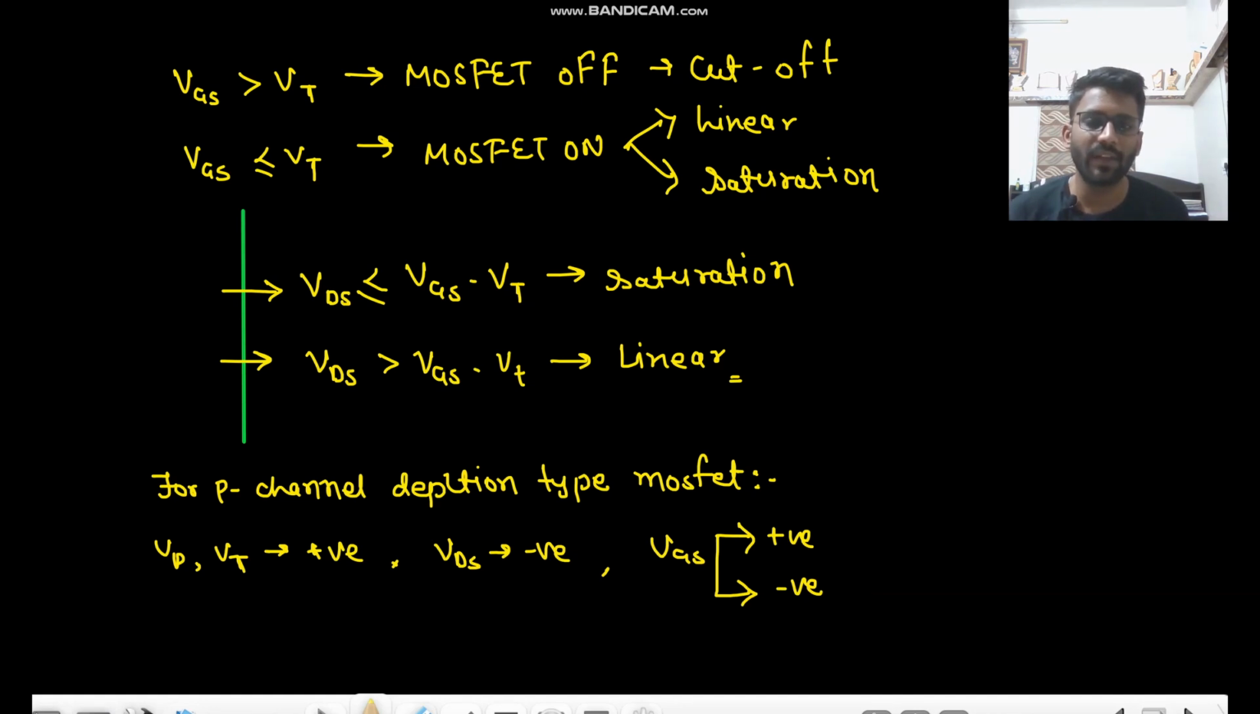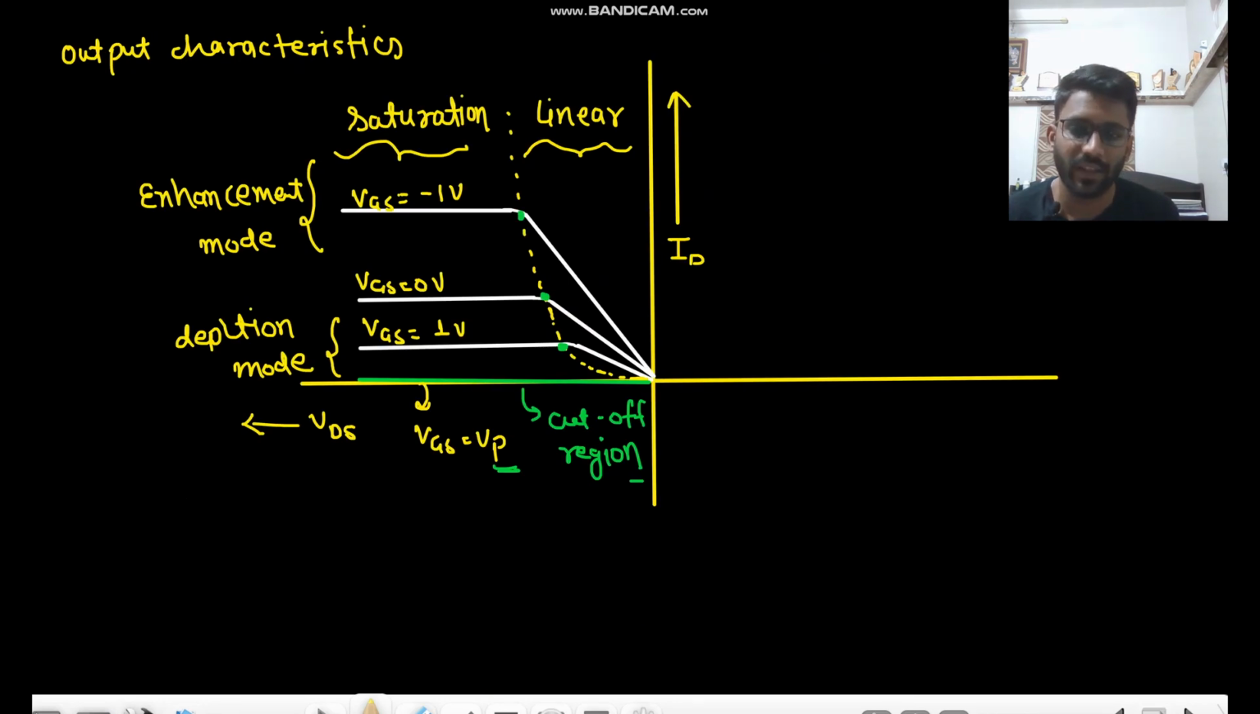So when will we have the saturation region? If VDS is less than VGS minus VT. Here you can see this is the saturation point, so this is VGS minus VT. Look, we are not talking about the magnitude, we are talking about the complete value. Look, this region is lesser than VGS minus VT.